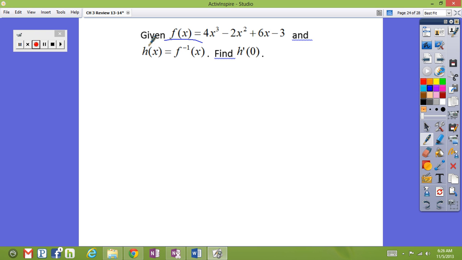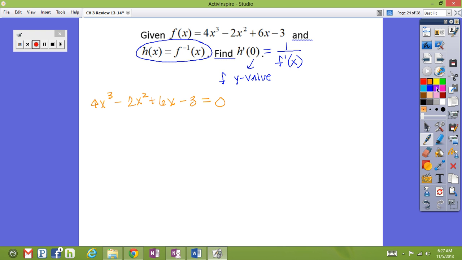Alright, so if I see this, it tells me that I'm using that inverse rule. If I'm trying to find h prime of 0, then that would be equal to 1 over f prime of x, where on the f function, the y value is 0. So this is actually the f y value. Now that I know that, I can take the original function x cubed minus 2x squared plus 6x minus 3, and make that equal to 0, because that's the f y value. If it's the inverse's x value, then it's the f y value.